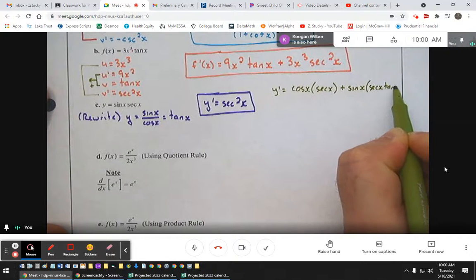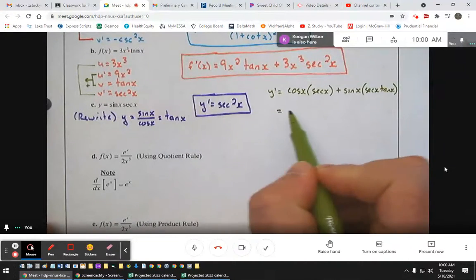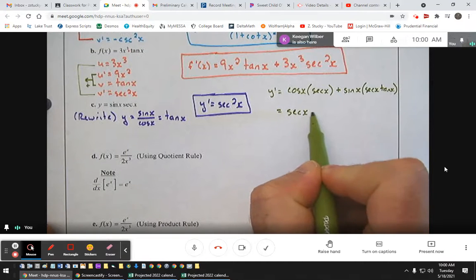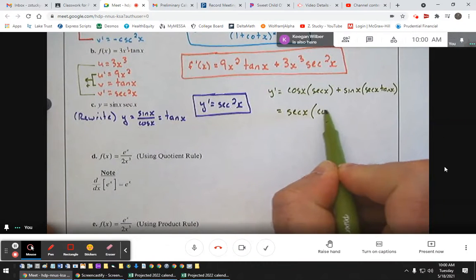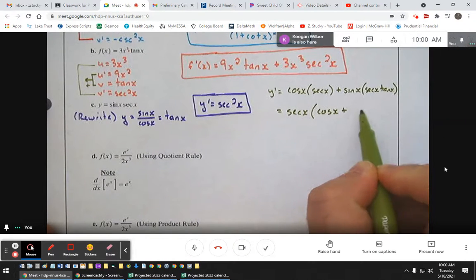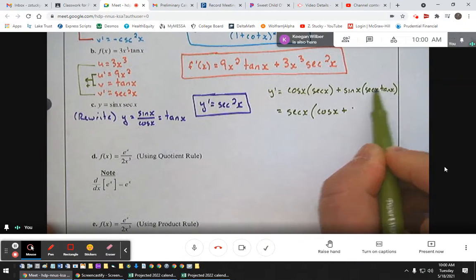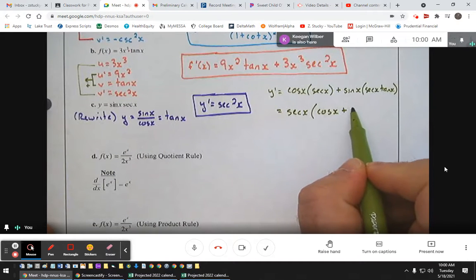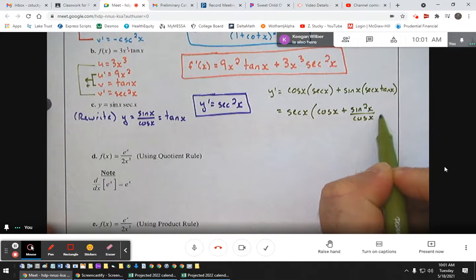Secant of x, tangent of x. What do you think? Does that look like what you guys got? What do both of those chunks have? Secant. So I'm going to factor that out. Is that okay? So I'm going to take out a secant. What does that leave behind here? Cosine. Plus, now, this is going to be sine. What's tangent? Sine over cosine. So when I do sine times sine over cosine, it's going to turn into sine squared over cosine. You buy that?